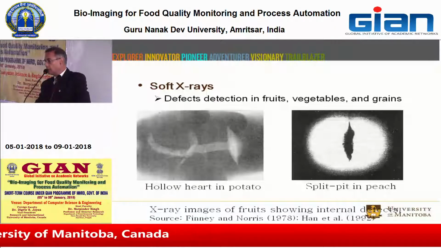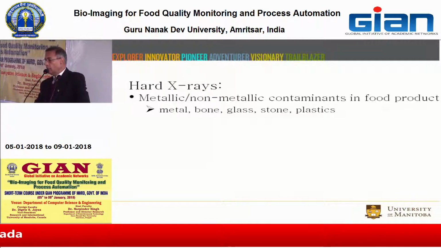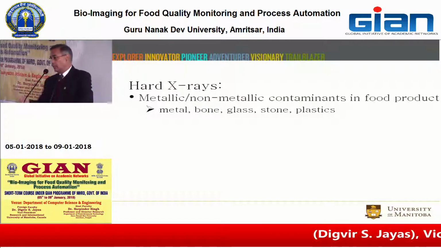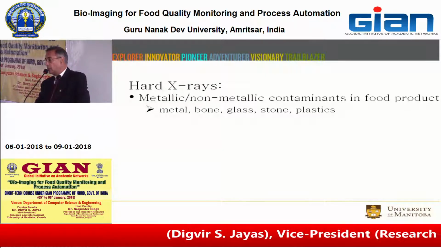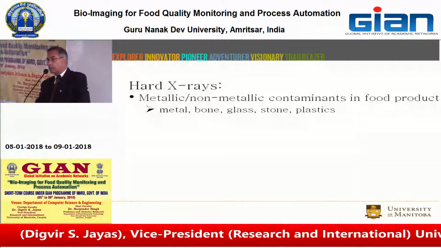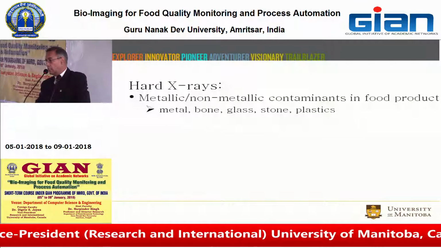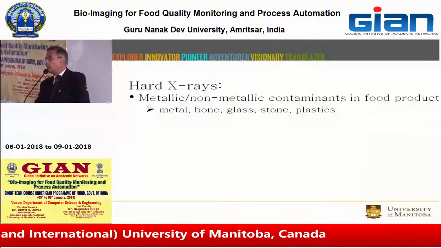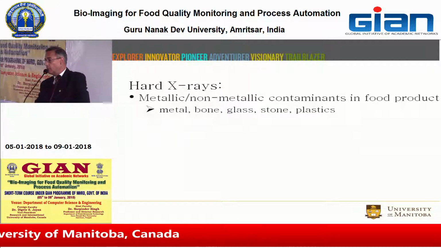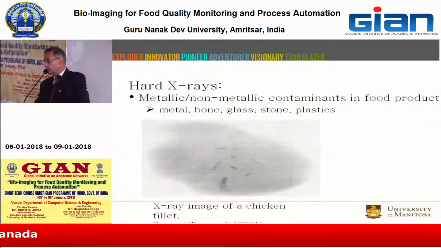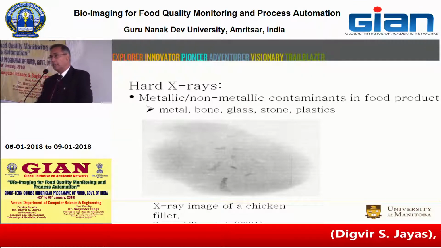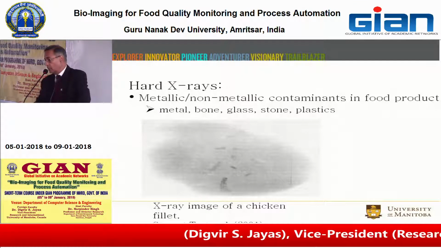A split pit in the peach, the same thing: taking the image and then developing the algorithms and classifier. You can do it either automatically or using a human person, but it aids the human being in making that decision, because looking at the potato or peach from outside, you would not be able to tell whether it has a hollow heart or it has the split pit.